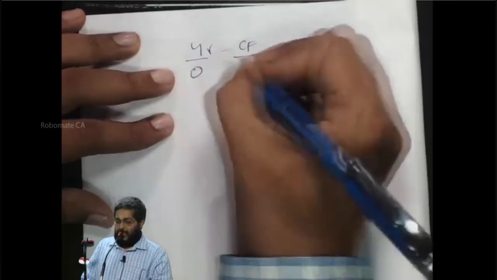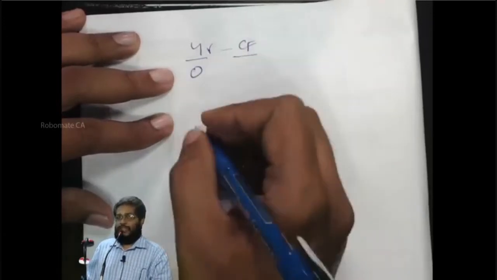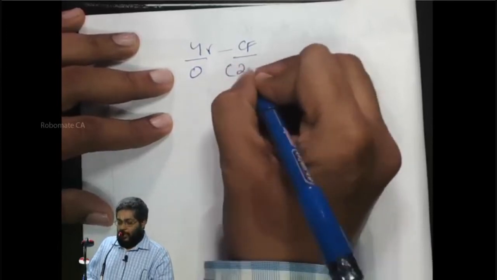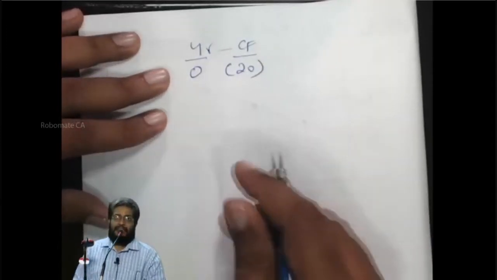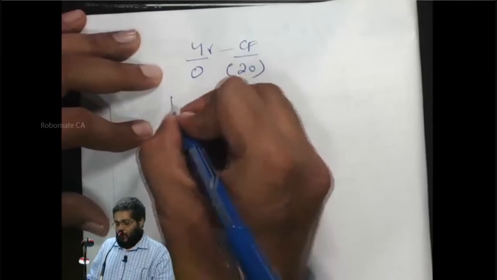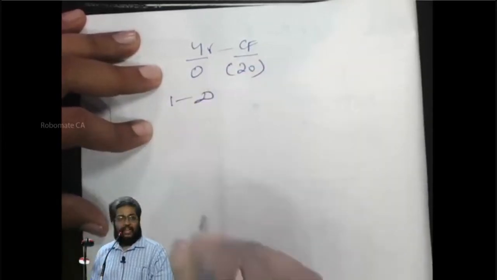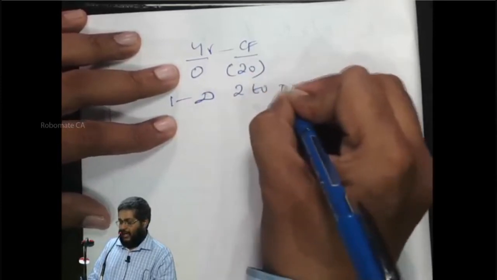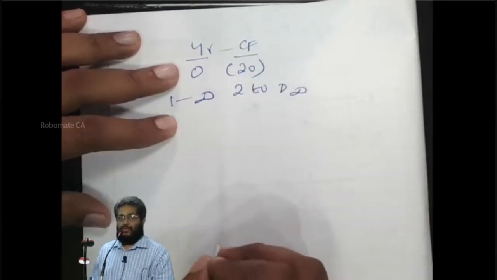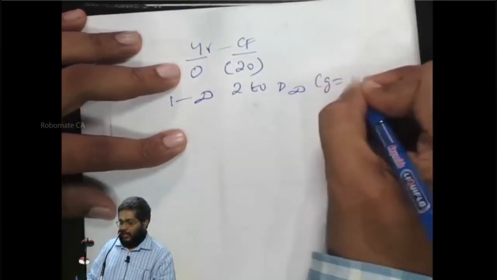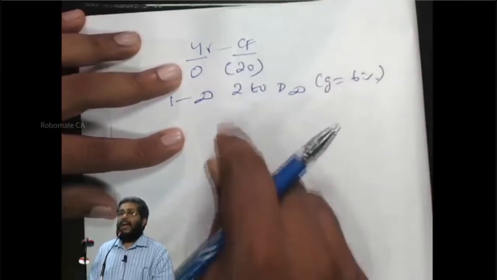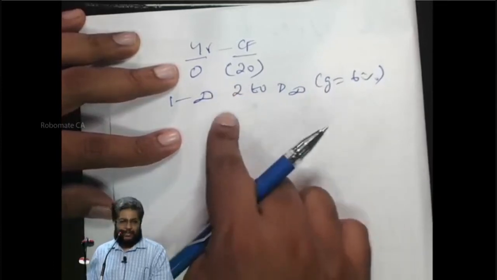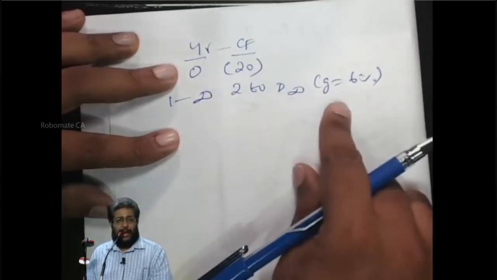Year 0, two columns: year, cash flows. Year 0, inflow, outflow. How much did I pay to buy? 20. Year 0, outflow, 20. Years 1 to how many? Infinity. Years 1 to infinity, I get what? 2 to D infinity, growing at 6%. I cannot write 2, then 2.3 and so on. Instead, 2 to D infinity, growing at 6%.